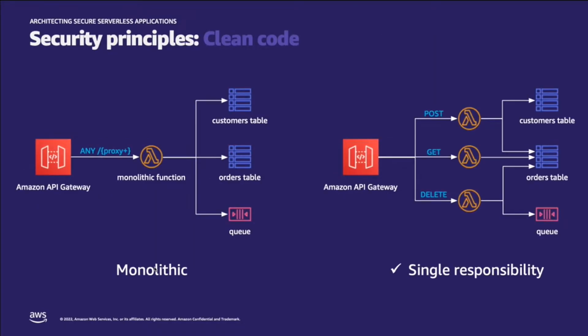Second, of course, when you take a look at our source code, we need to have clean code. So rather than have a single function, for example, accessing a customer table, an order table, and a queue, which is the way a typical monolithic function would look, we should design considering the best practices of a RESTful API. So this is the first thing.